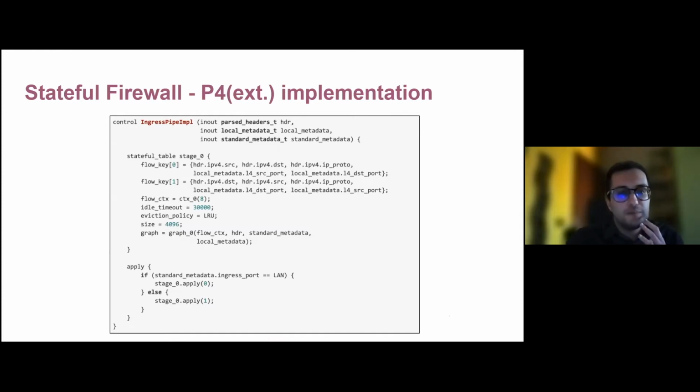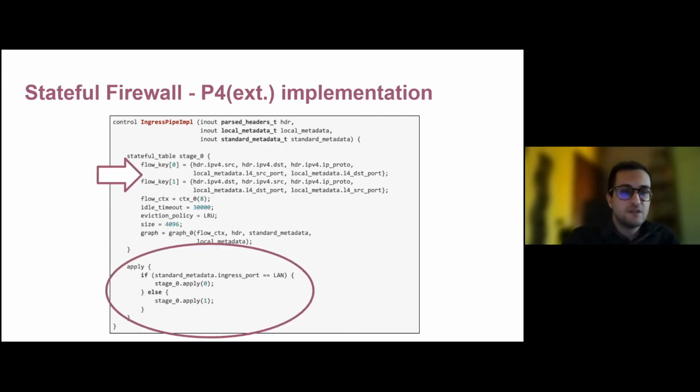Okay, again, as an example, here is the implementation with the extended code of this use case. Here we see the ingress pipeline control block, and the first element is the stateful table, which is the core element of these new extensions. It is an exact match action table, and it matches on the fields defined in the flow keys.